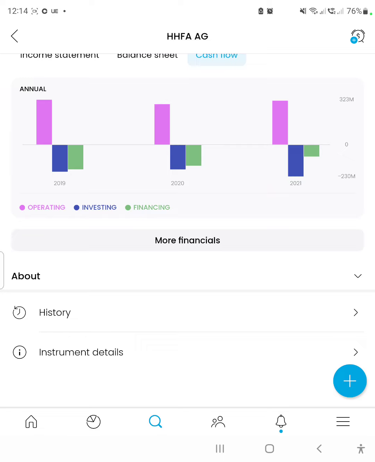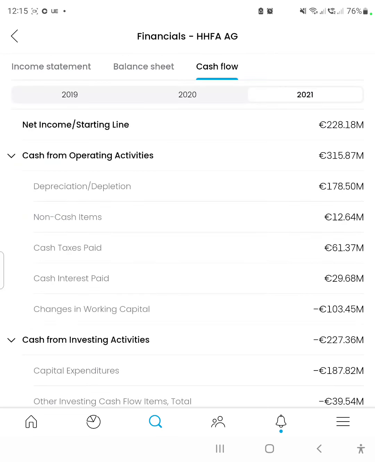So let's get into the cash flow statement, which represents how the company manages its cash, how it generates cash, and how it distributes its cash. Let's check this. The starting line is the net income line, which was 228 million in 2021, and in 2020 it was 123 million euros, and in 2019 it was 221 million euros. So there's growth from 2019 to 2021, but from 2020 to 2021 there was quite a loss.